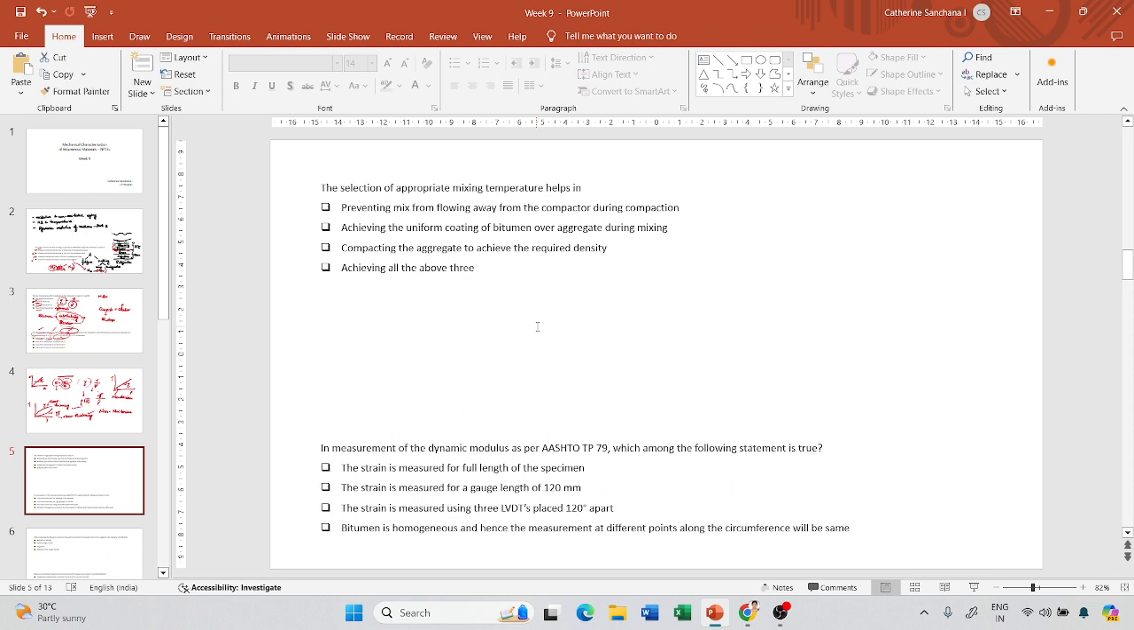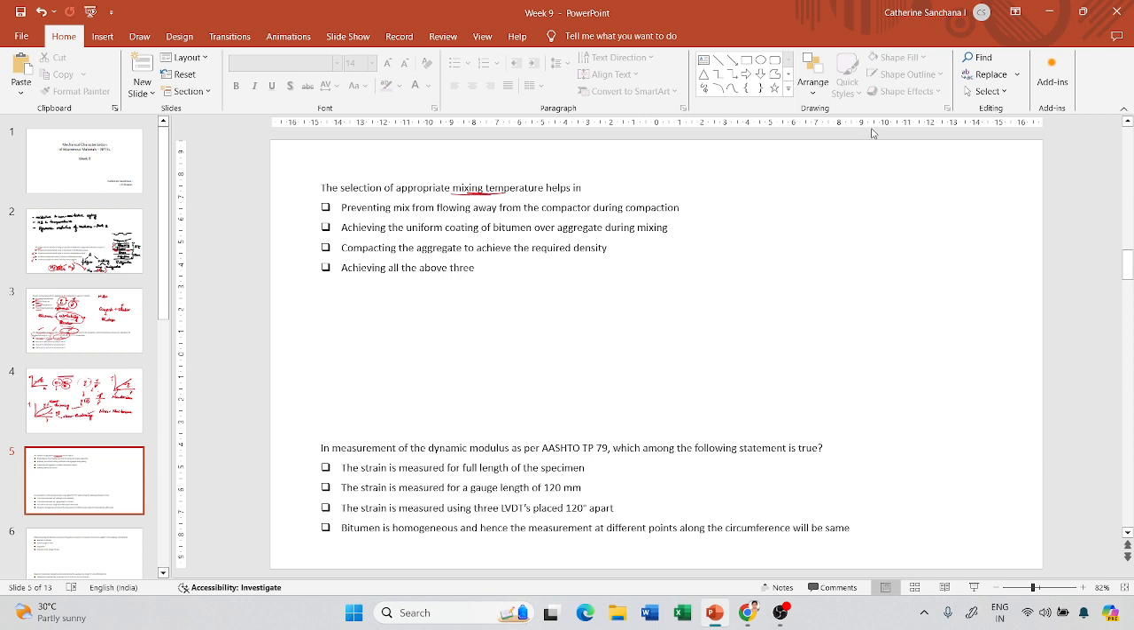Now moving on to the next question. The selection of appropriate mixing temperature helps in what? If you see here, they are talking about mixing temperature. So first identify which corresponds to mixing.